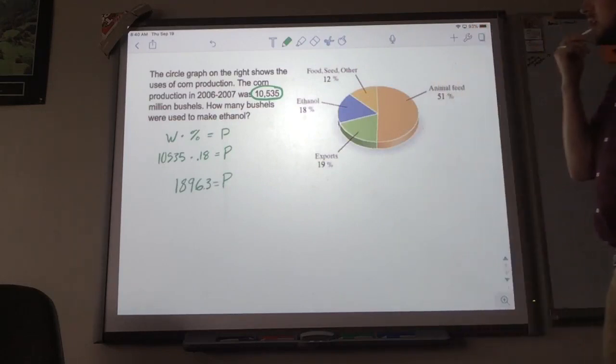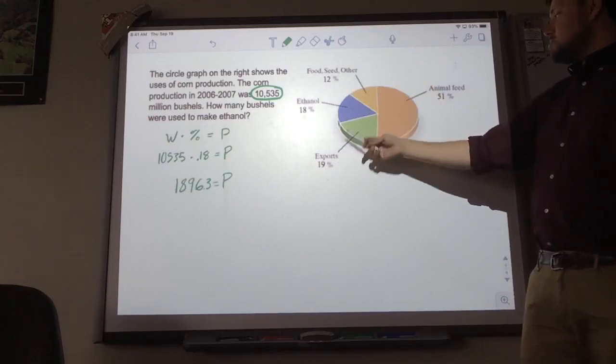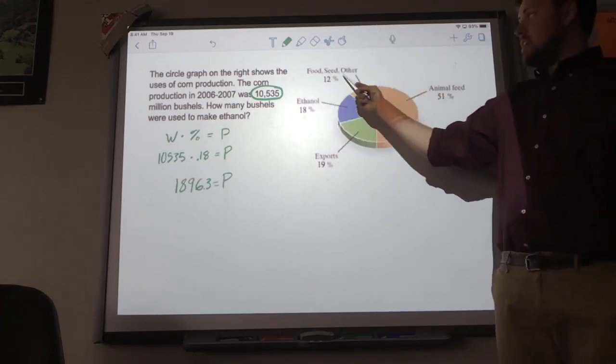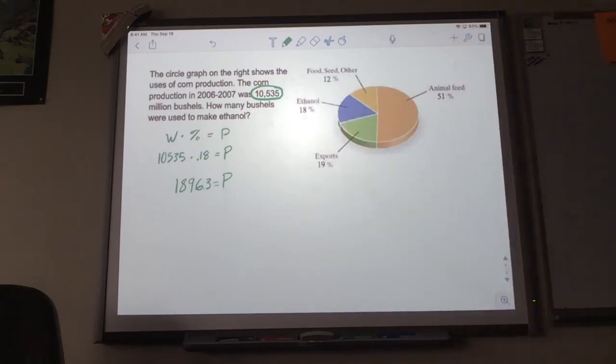I think that's... Oh, so how my math lab might change it, because they always change the problems. They might ask about a different thing. Like it might not say ethanol, it might say food, seed, or other exports, or it might even say food, seed, other, and ethanol. So you'd have to add those together to get to your percent. Okay, so that's how it could change it, but it'll still look like this.